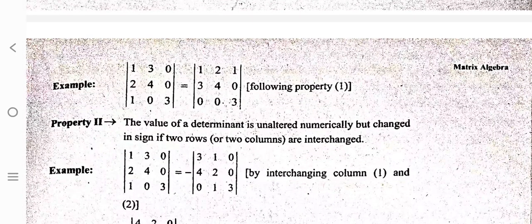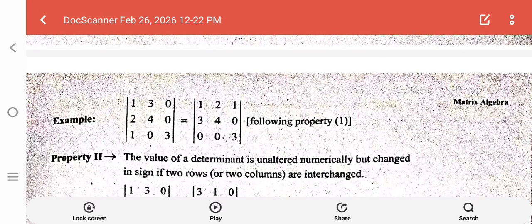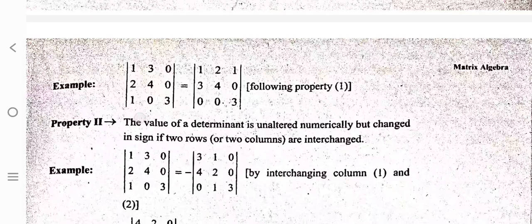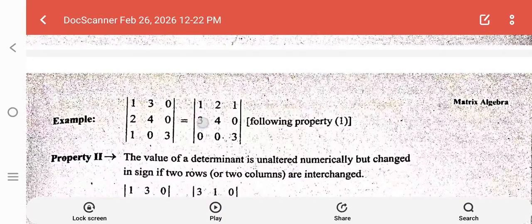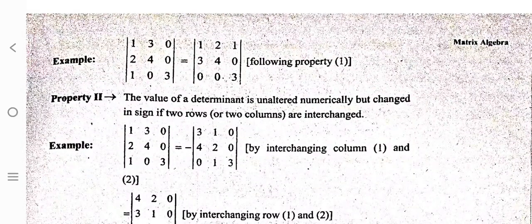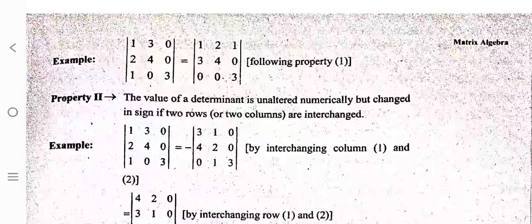So here we have an example. This is our third order determinant. By property 1 we can write this determinant in this form. Here we interchange all the rows into the columns. The first row changes into the first column, the second row into the second column, and the third row into the third column. So the value of the determinant will be unchanged for both determinants here.